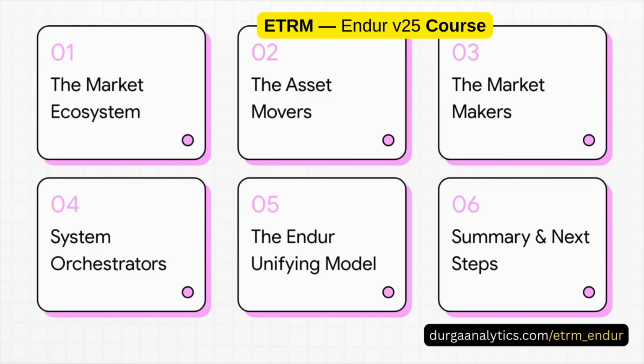We're going to start with the players who actually touch the physical stuff, the asset movers. Then we'll shift gears to the financial layer and talk about the market makers. After that, we'll look at the referees of the game, the system orchestrators. And then the part that ties it all together for us as Endur professionals, we'll pull back the curtain and see the brilliant data model that unifies this entire ecosystem. So let's get started with our first group.